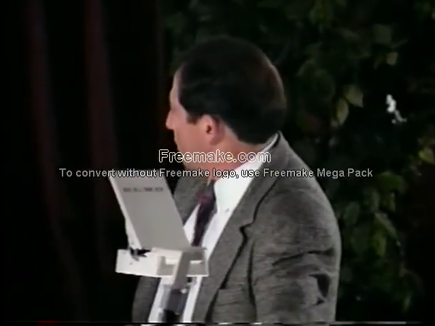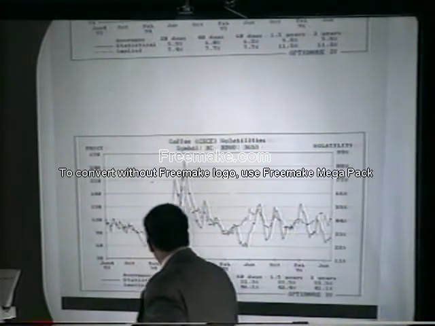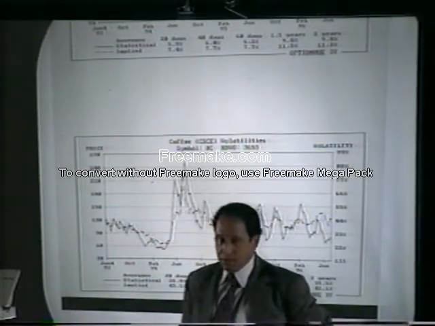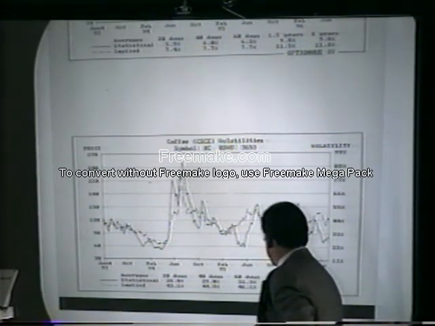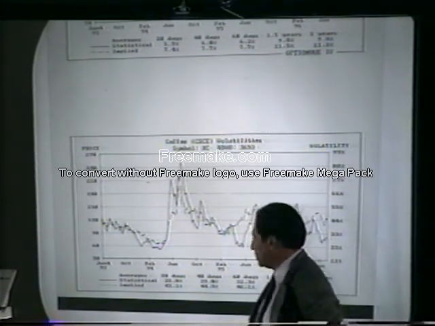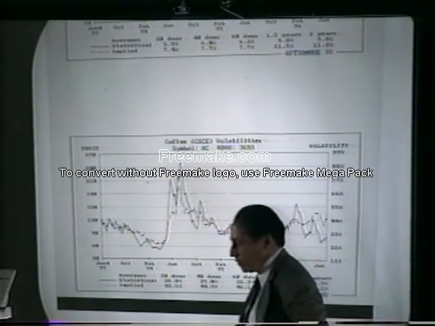Coffee option volatility chart on the bottom. I looked at that, and you know what I saw? Very little. I really didn't see a whole lot because volatility in coffee was pretty standard at 40%. So really, no trade indicated from the volatility chart.